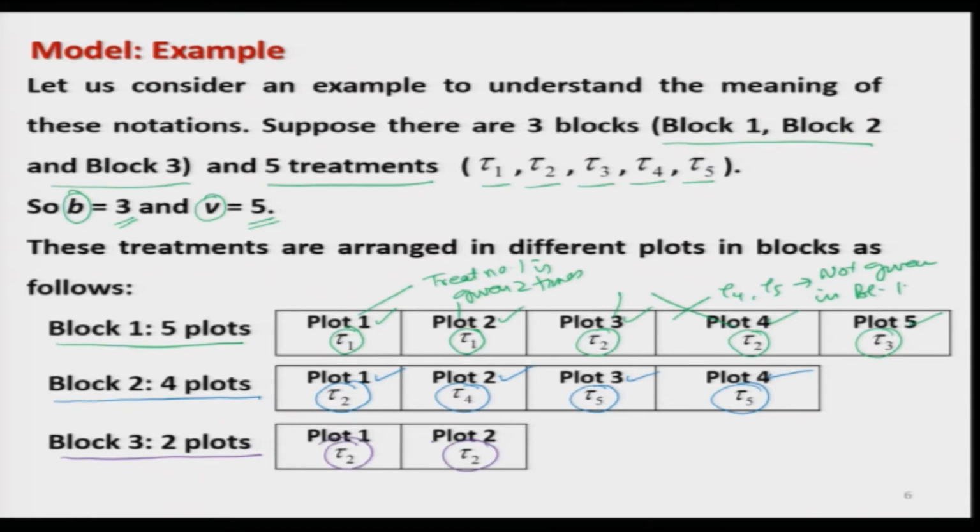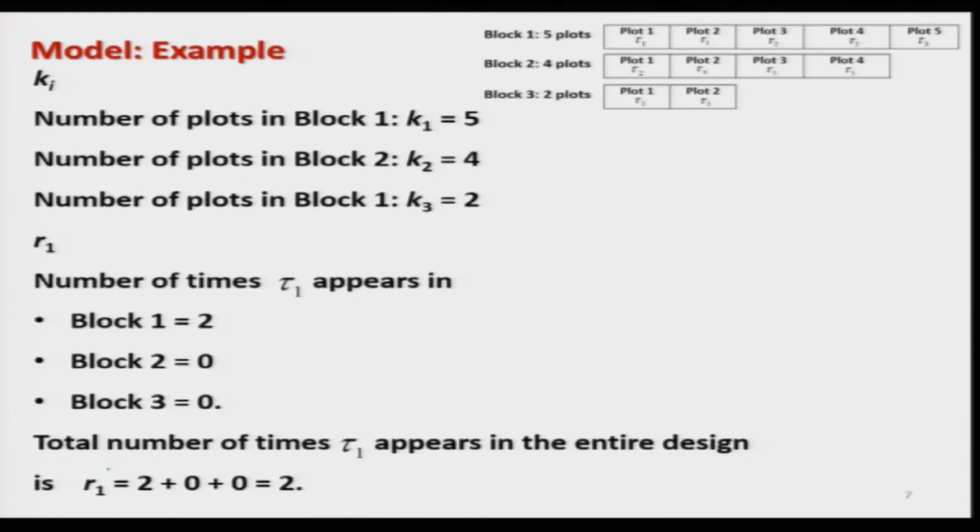So, you can see that in block number 2, treatment number 5 is given 2 times, but treatment number 1 and treatment number 3 are not given. And in block number 3, treatments tau 1, tau 3, tau 4, tau 5 are not given. So, this is a very general structure, a very general setup. Now we use this structure to see how the different symbols can be interpreted.